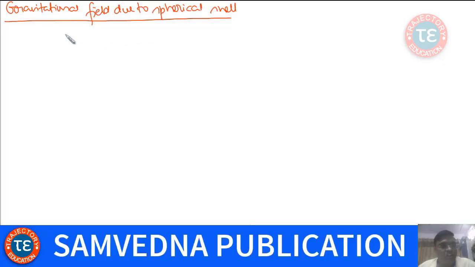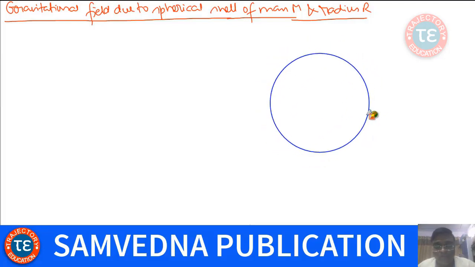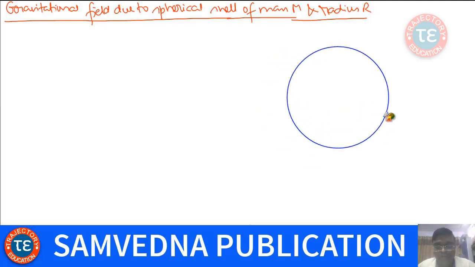Now let us find the gravitational field due to a spherical shell of mass capital M and radius r. Suppose you are given a spherical shell and you want to find the gravitational field inside and outside the spherical shell. This is a spherical shell of mass M.